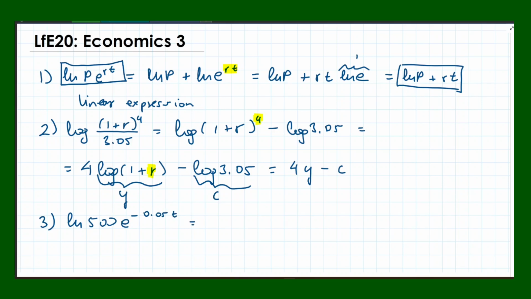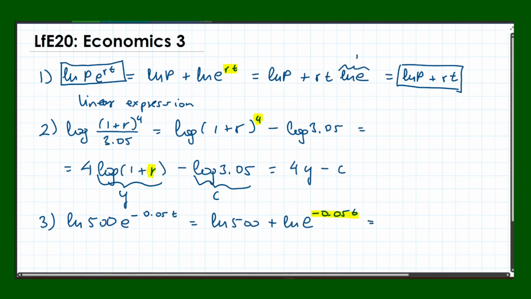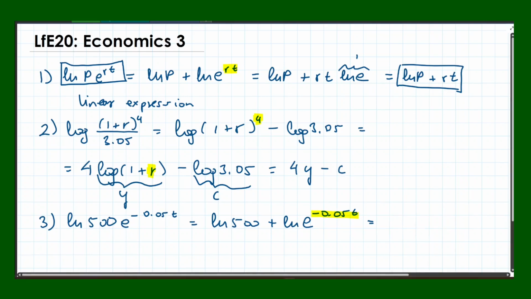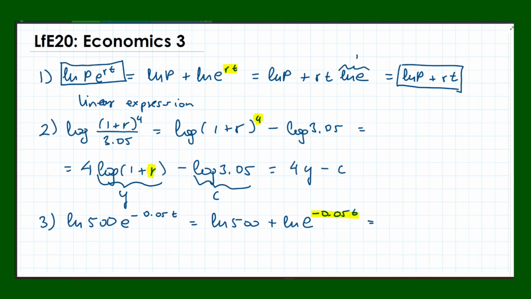Number 3, ln 500 e to the minus 0.05t. Okay, so again, 500 and e has got nothing in between them, so that's a multiplication. So I can rewrite this as ln 500 plus ln e to the minus 0.05t. And again, just like in all the previous examples, this minus 0.05t can be brought down as a multiplier. Not forgetting that when we're adding a negative number, we're just going to end up with subtraction. So this can be replaced as ln 500 minus 0.05t times ln of e.